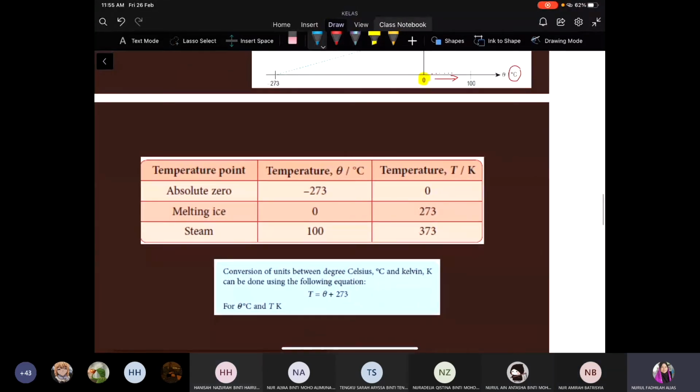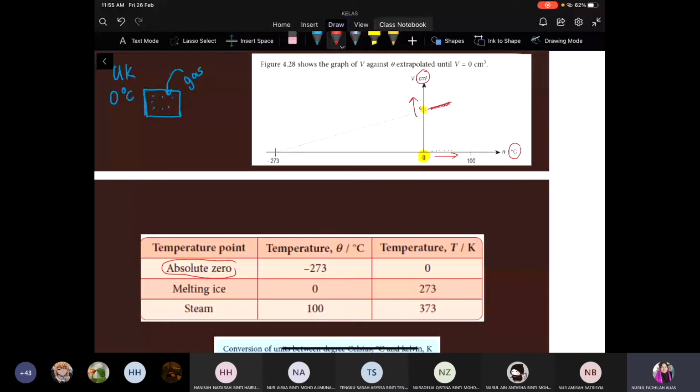And then scientists got something. Now, we have a temperature point, we have absolute 0. So the absolute 0 means the temperature in degrees Celsius is negative 273, and then the temperature in Kelvin is 0. How do we get that? I'm extending the time a bit, sorry.